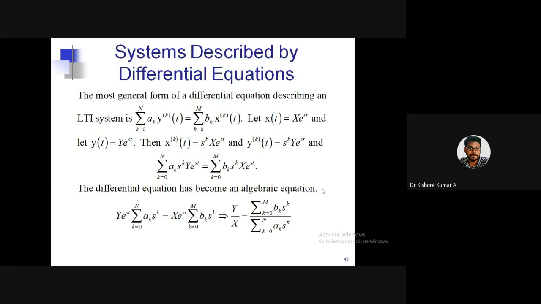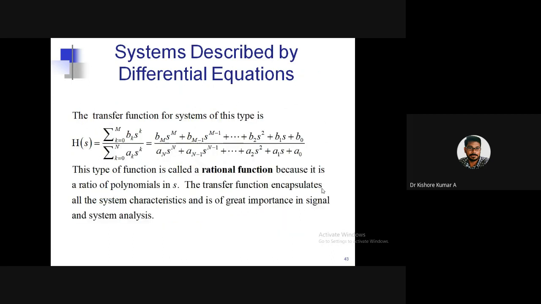And the systems can be described by differential equations. So the differential equations become algebraic equations as specified here, and the transfer functions can now be called rational functions, because here we have a ratio of polynomials in s. Therefore the transfer functions may encapsulate all the system characteristics, and these types of differential equations are of great importance in signals and systems analysis.